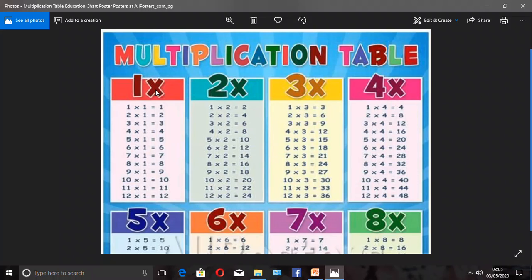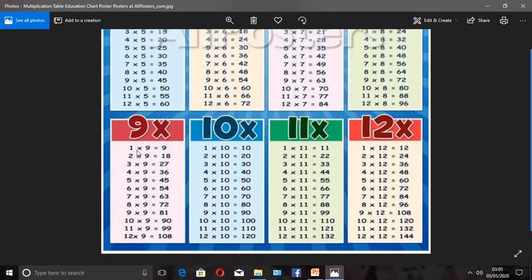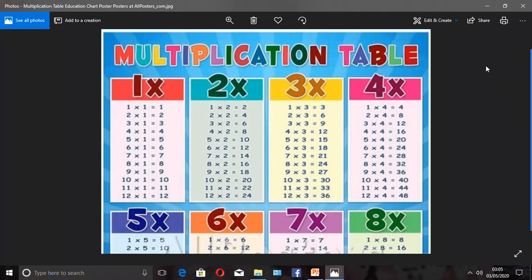Do you remember 1 times, 2 times, 3 times, 4 times, 5 times, 6 times, 7 times, 8 times? We have 9 times, 10 times, 11 times, and 12 times. So let's go over it from the beginning. Anything multiplied by 1 gives us the same number.